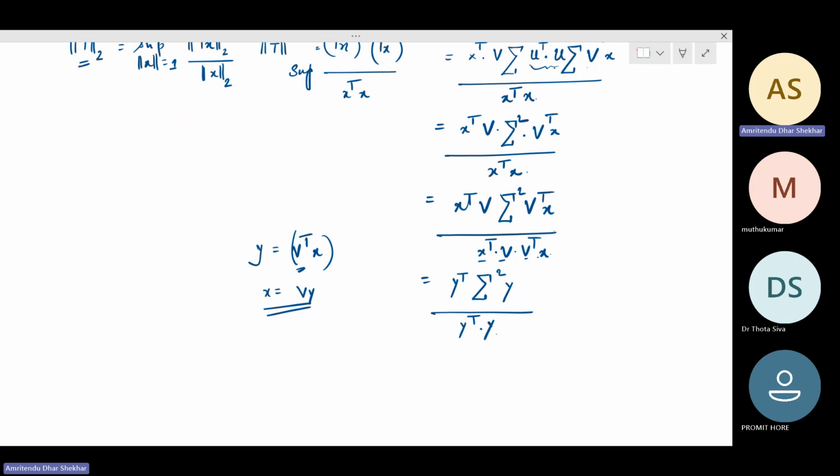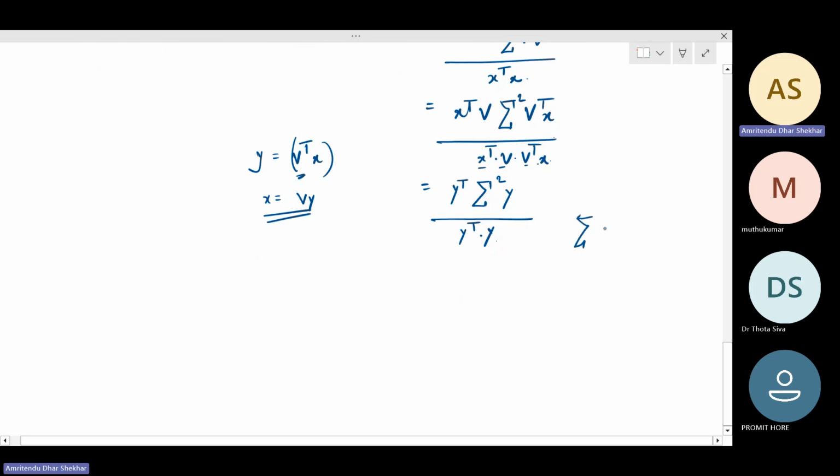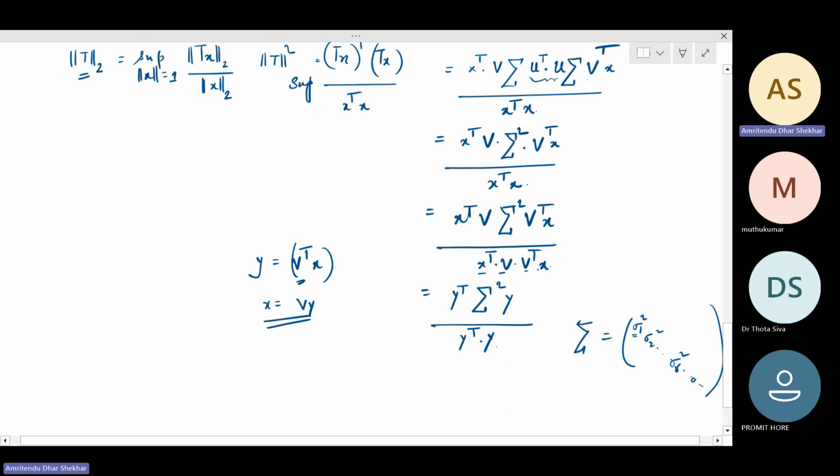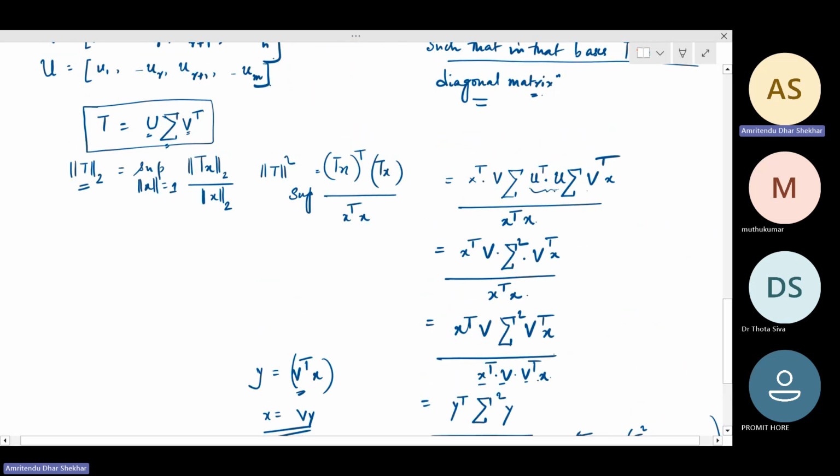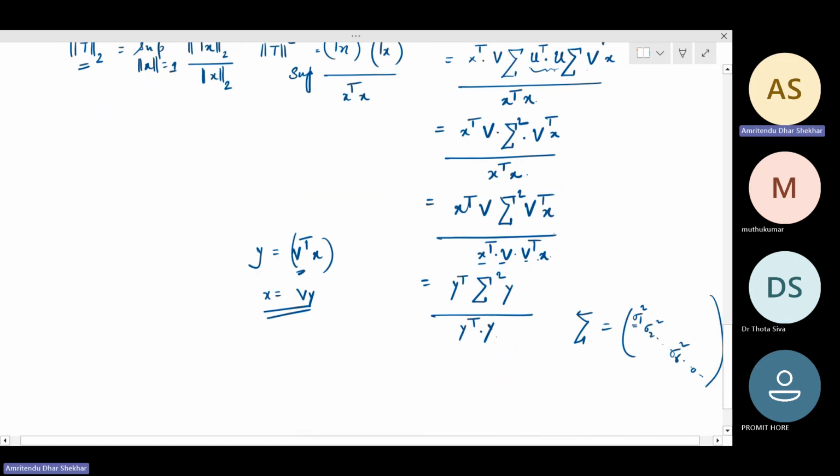So sigma would look like something like this. It would look like sigma 1 squared, sigma 2 squared, up to sigma r squared, and then there would be zeros. Okay. So you look at this diagonal matrix and you pick the one with the highest diagonal entries. So essentially, you pick the highest singular value. And from there we get that the two norm of the matrix is basically the square of the highest singular value.